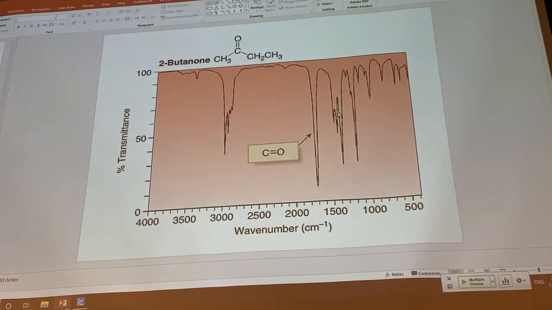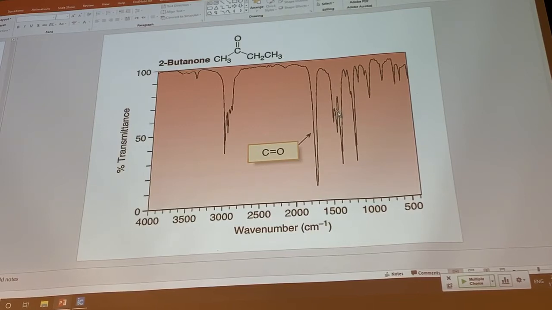So here we have a ketone, 2-butanone, and we see this strong peak at 1700. That immediately tells us we have a carbon-oxygen double bond, or a carbonyl group in our molecule. Okay? And then if we go down here to 3000, we see we only have sp3 carbon-hydrogen bonds. We don't have sp2 or sp. We also don't see any OH or NHs in this molecule.